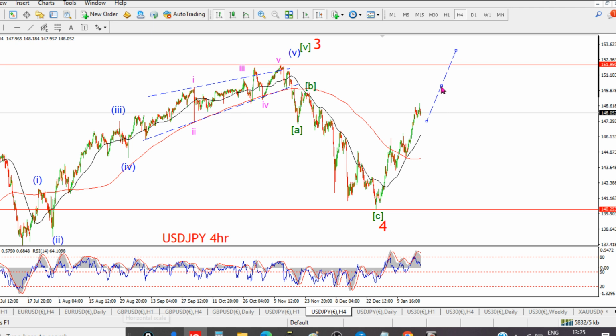The pattern has worked in dollar yen quite well this week. It looks like we're in a third wave up. And this could be just wave 3 of wave 1 of wave 5. So there could be some fireworks coming here.